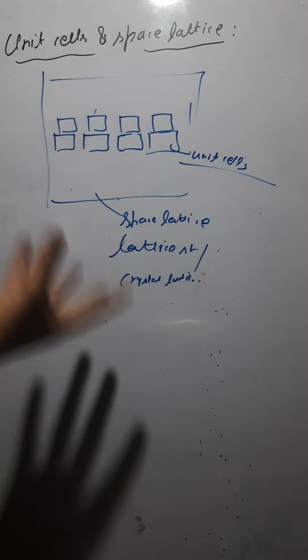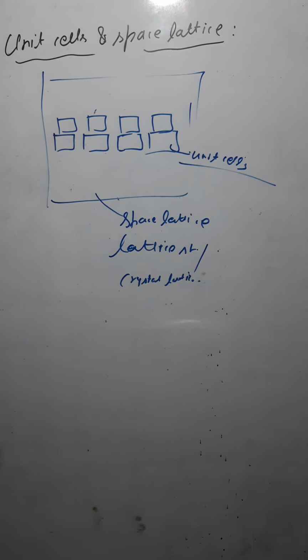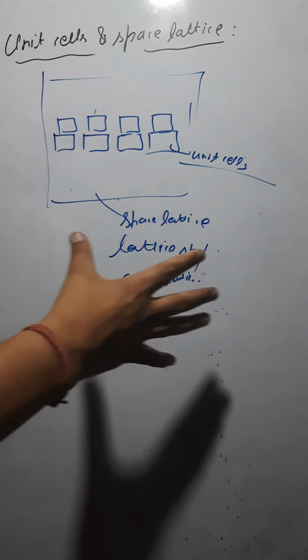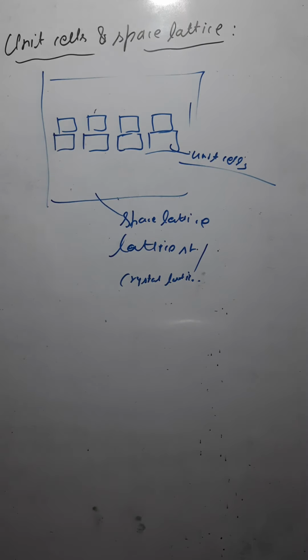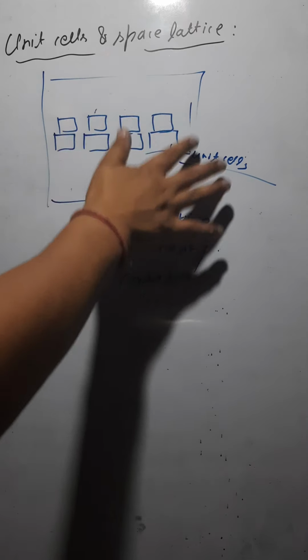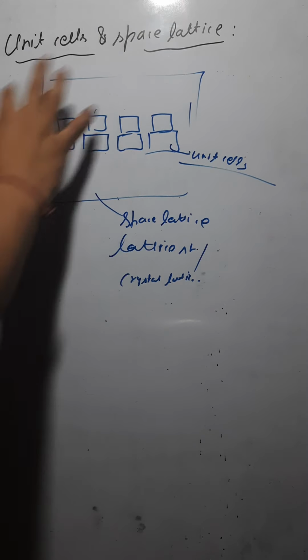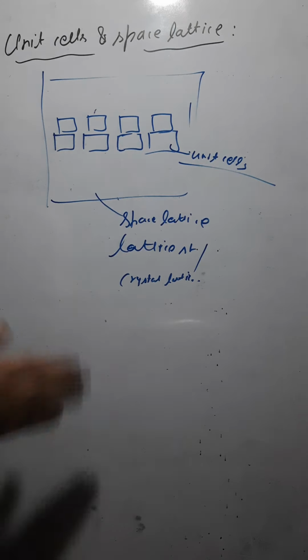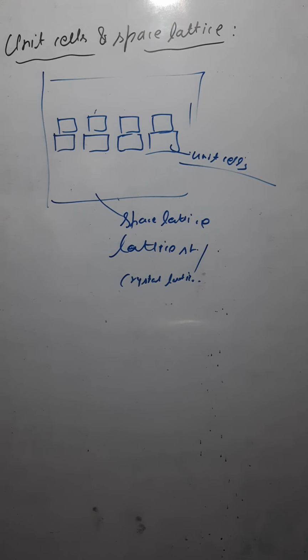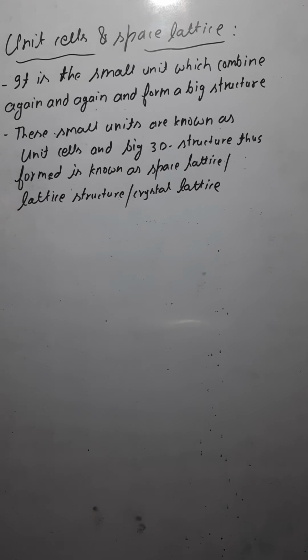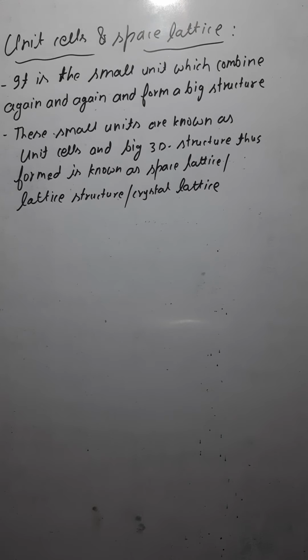Unit cells means the basic units which combine together and form a big structure. So these basic units, the single units, are known as the unit cells, and the big 3D structure formed by the combination of these unit cells, we call the space lattice or lattice structure or crystal lattice, whichever way you want to call it. Now let me write it here. So this is what you have to write about the unit cells and the space lattice. Just write it down.